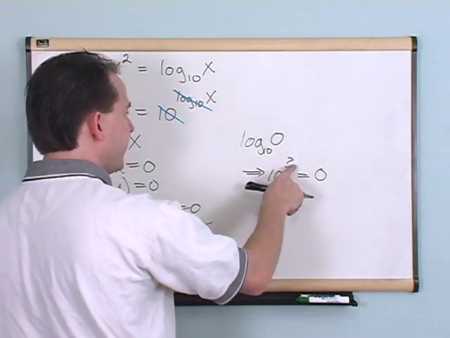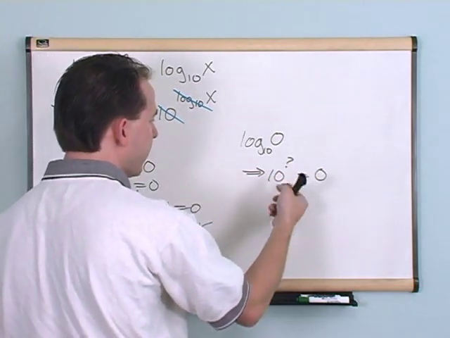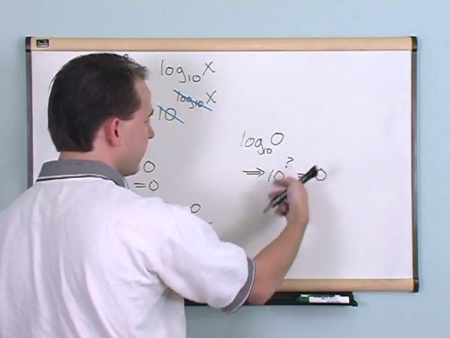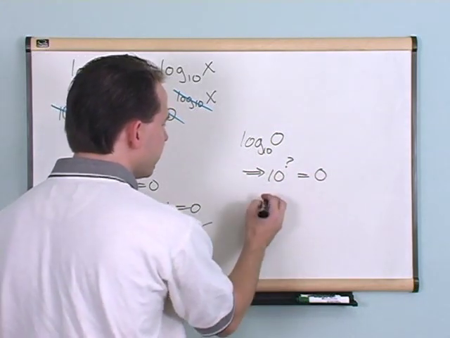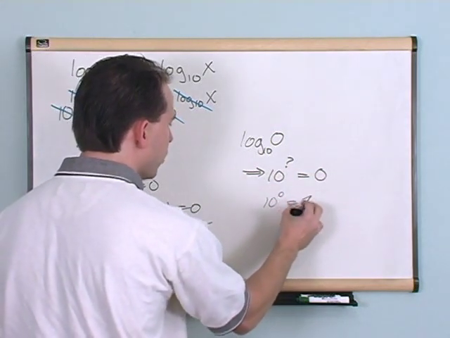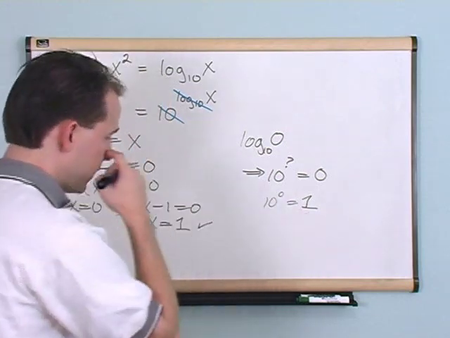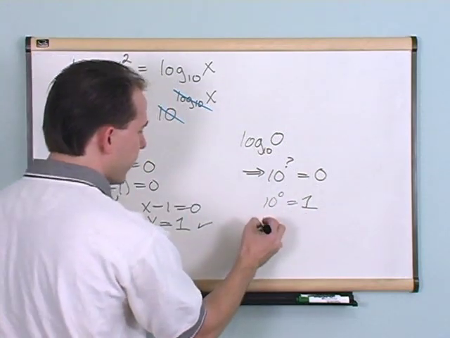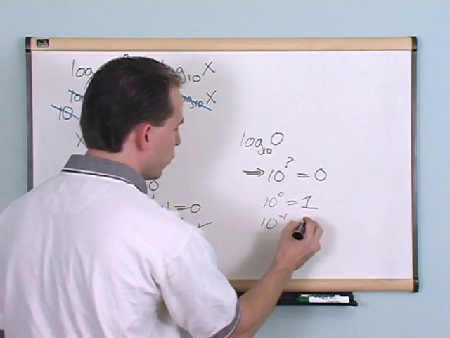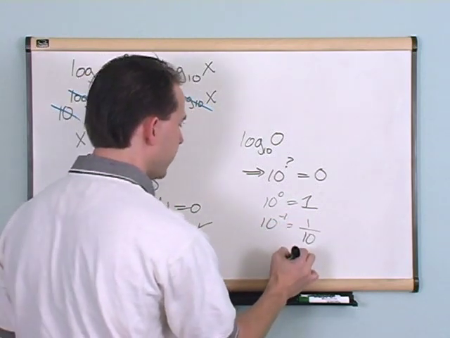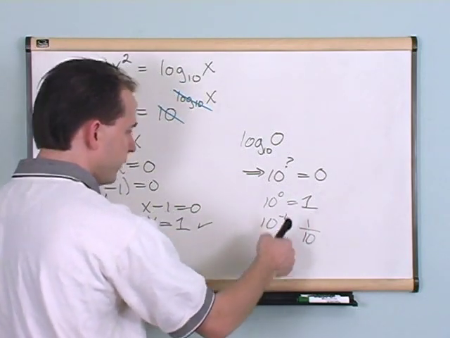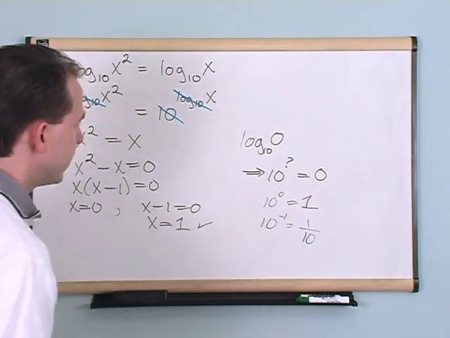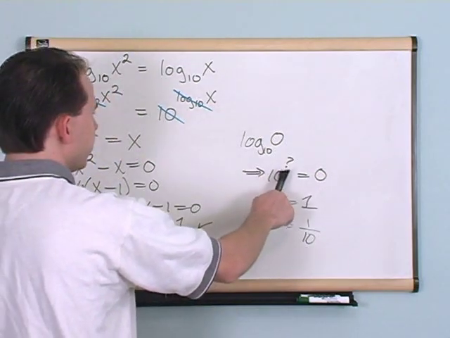10 to the second power is 100, 10 to the third is 1,000, 10 to the fourth is 10,000. Even 10 to the 0 is still equal to 1. Remember, anything to the 0 power is 1. If you start going negative, you'll have 10 to the negative 1, which is 1 over 10. Okay? And you'll have 1 over 100, 1 over 1,000, etc. as you go negative. There is no number that you can find.